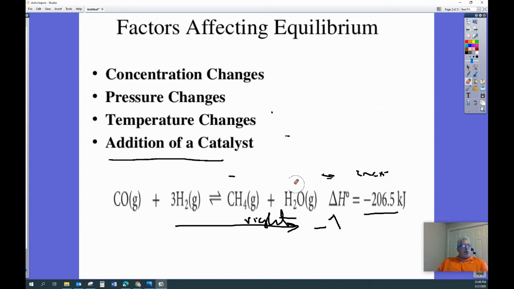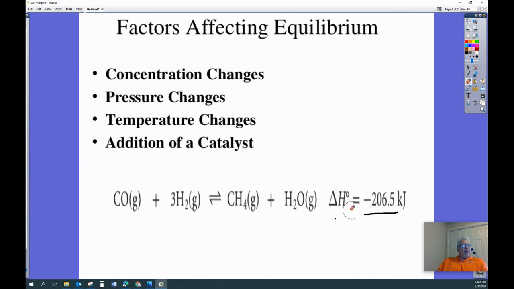And finally, the last topic will be the addition of catalysts. Catalysts do not modify the equilibrium at all. Catalysts only make the equilibrium be reached faster. So catalysts don't shift the equilibrium to the left or to the right. The only thing that happens is you will reach the equilibrium in a shorter time.